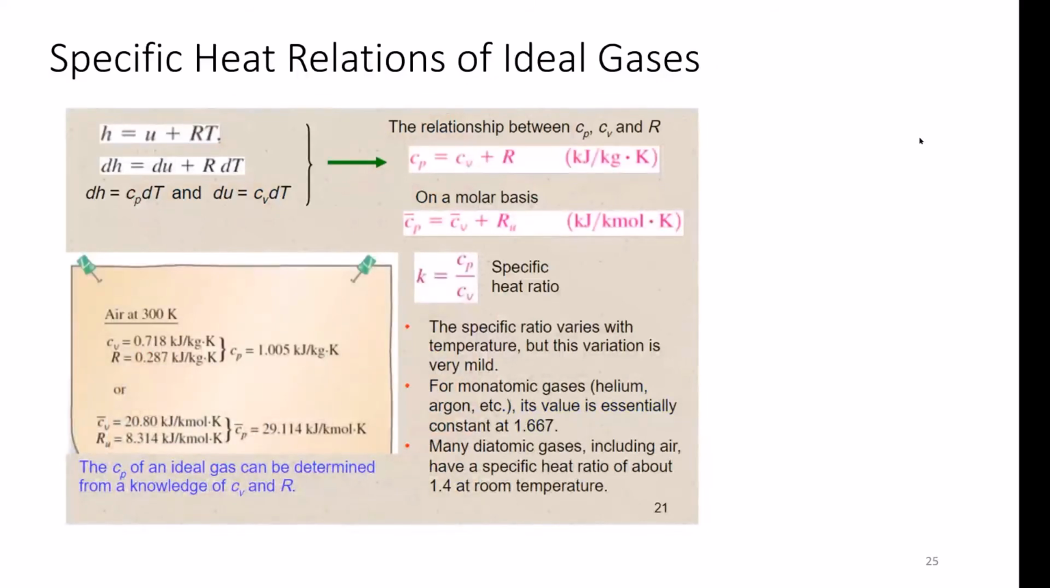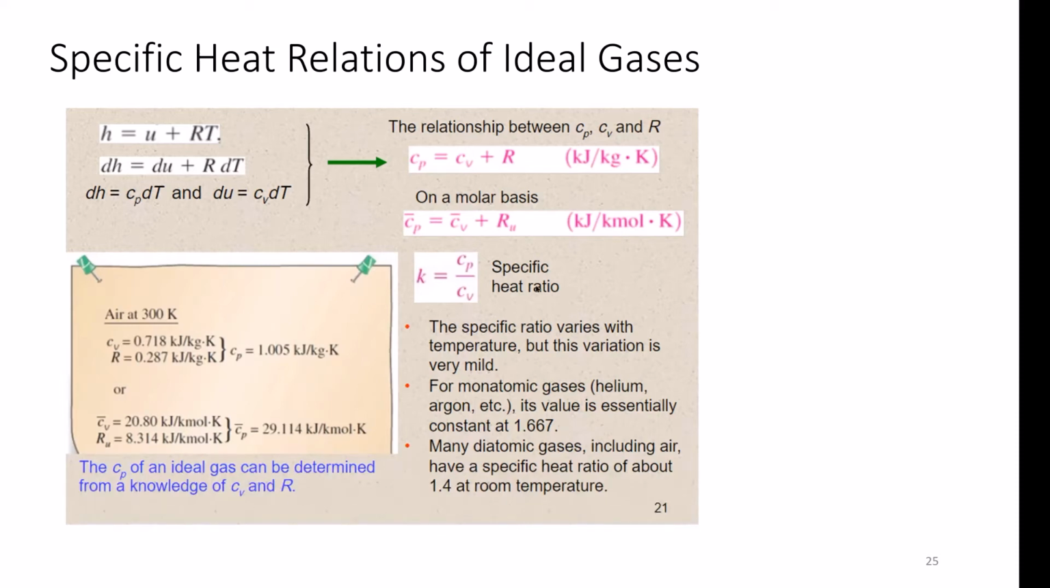Okay, so we could also look at specific heat relations with ideal gases. And what we'll find is that the relationship between CP and CV and R is just this: CP equals CV plus this ideal gas constant R. And then this is for if we're talking about it per mass, and this is if we're talking about it on a molar basis. So in this case, they do it per kilomole.